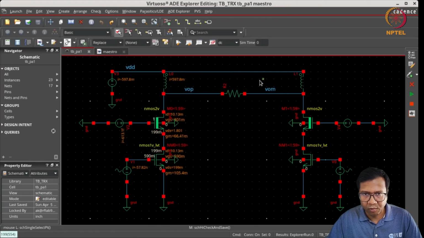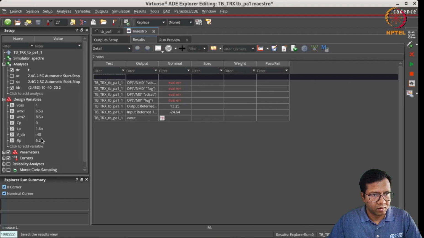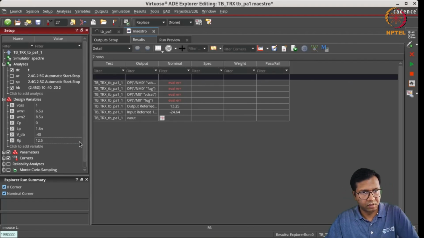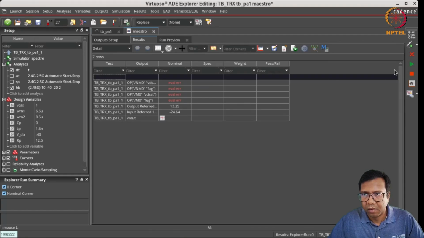So these inductors are going to be off chip. An inductor and any matching network along with the balun are going to be off chip. So right now we are just using ideal inductors here. So now the load is going to become 12.5 ohms. Let's see the small signal gain as well as the compression point for this differential power amplifier.